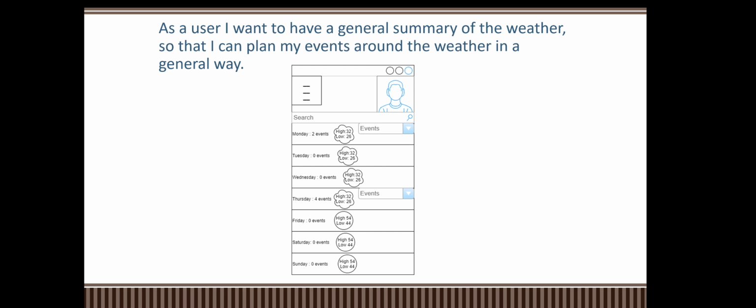As a user, I want to have a general summary of the weather so that I can plan my events around the weather in a general way. Again, on the weekly view, we're probably going to have some general weather information like the highs and lows and whether it's cloudy, rainy, etc.